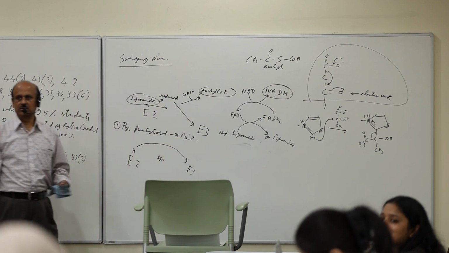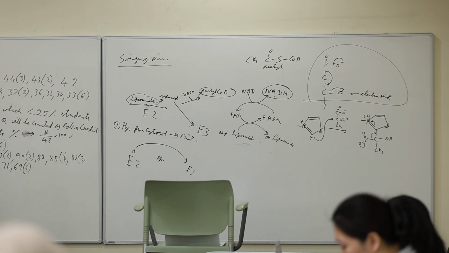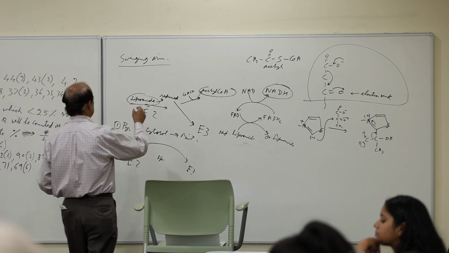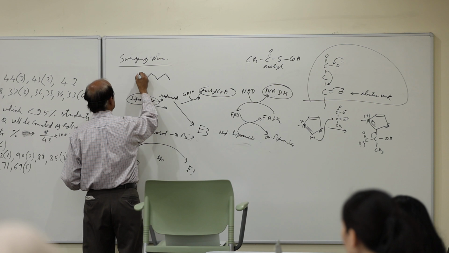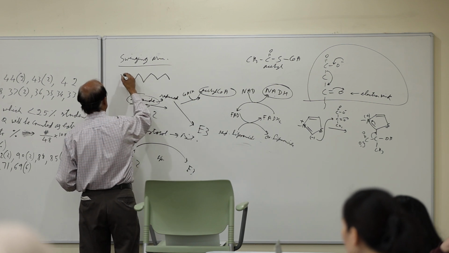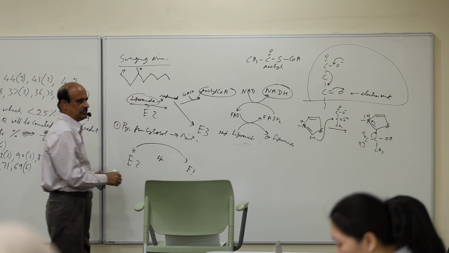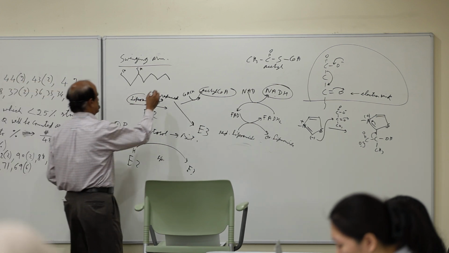The swinging arm basically refers to the lipoamide, which is actually an 8 carbon compound. There are 8 carbons in a chain, and at the end you have the SH group. So let's say 1, 2, 3, 4, 5, 6, 7, 8, and you have the SH here and the SH here. And this part is attached to the enzyme.